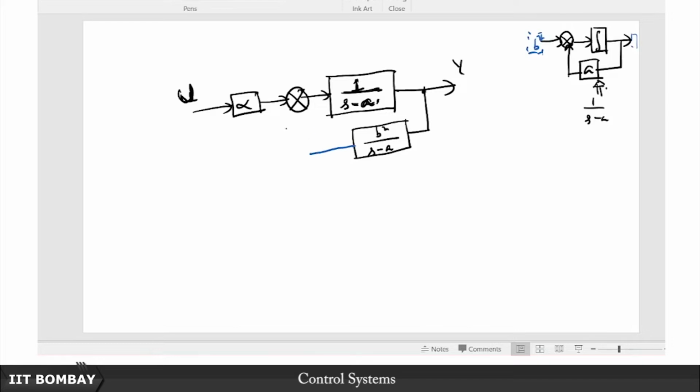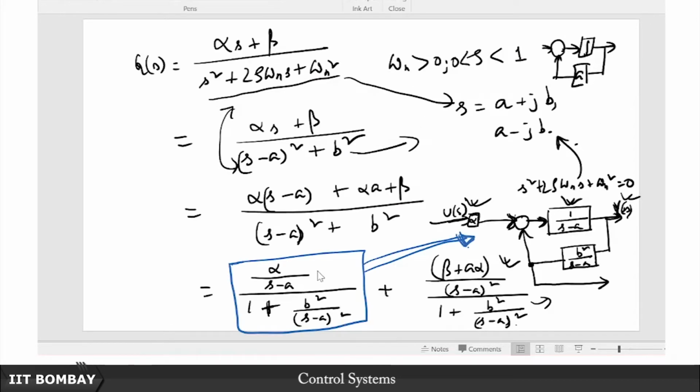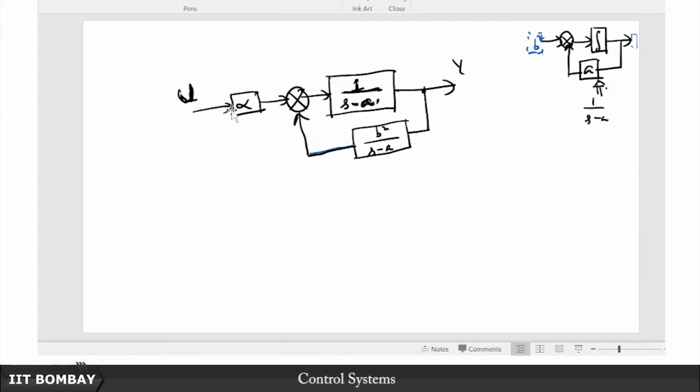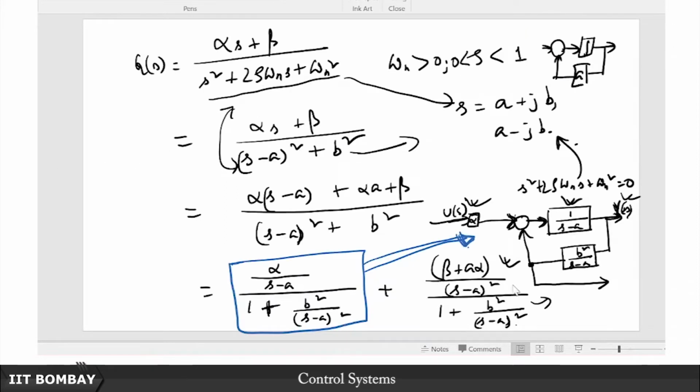So then I am claiming, and I have shown you also convincingly, that this is nothing but the realization of this blue fellow here. So this blue fellow is already realized. What about the second fellow here?